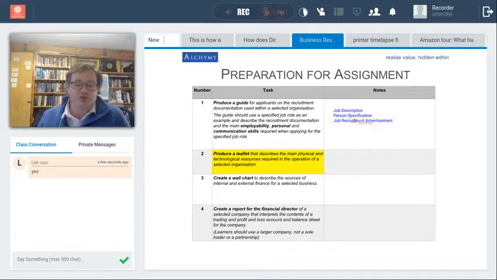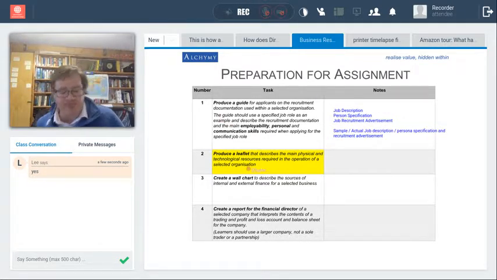So really, we should end up with a document, a sample actual job description, person specification, and recruitment advertisement. That's what we should end up with as part of your requirements for that first module. That first task.